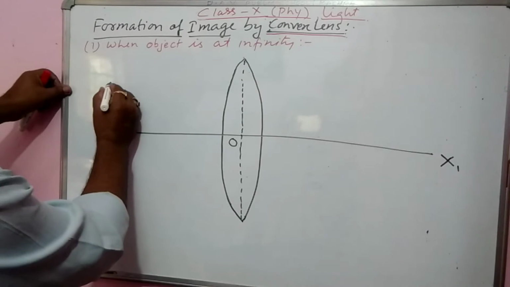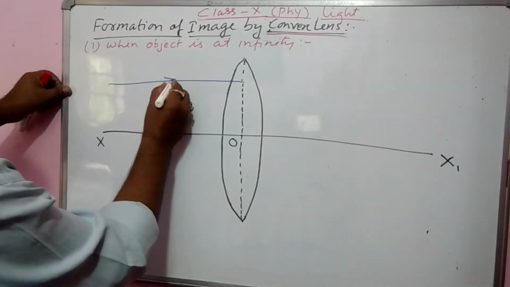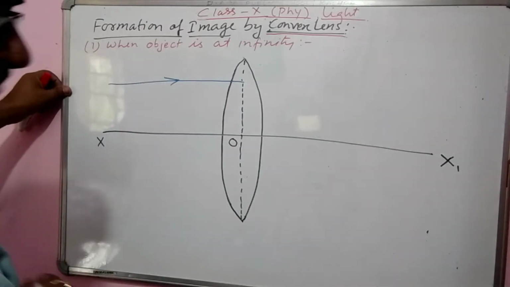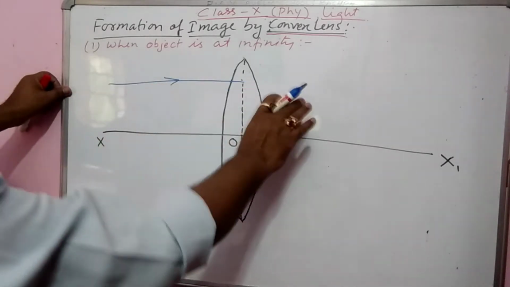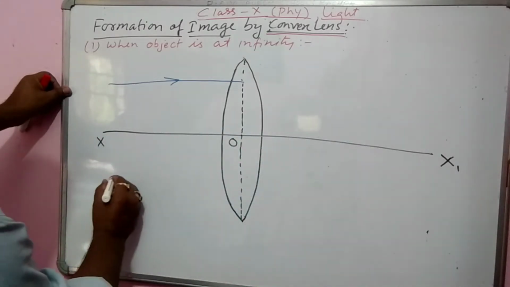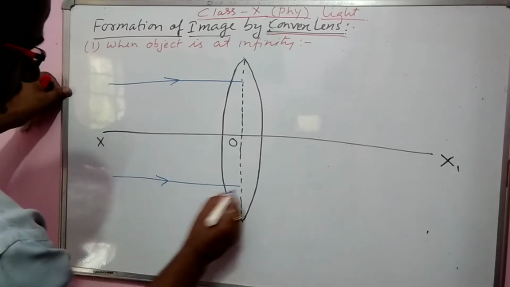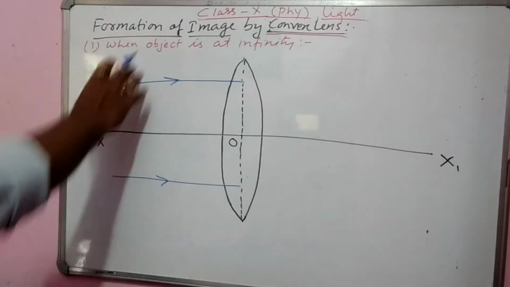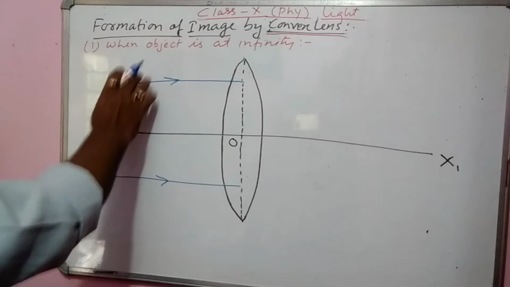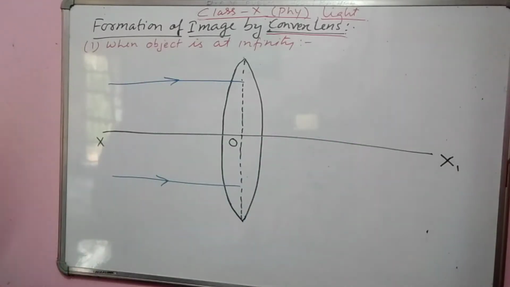So we are considering here the first light ray. You will use a scale to draw the light ray diagram. So this is the light ray coming from infinity, which is parallel to the principal axis. As well, I am considering two light rays. These two light rays are parallel to each other as well as to this principal axis.